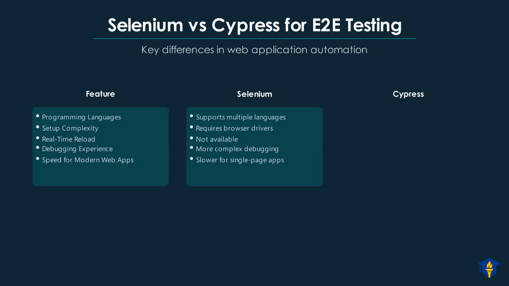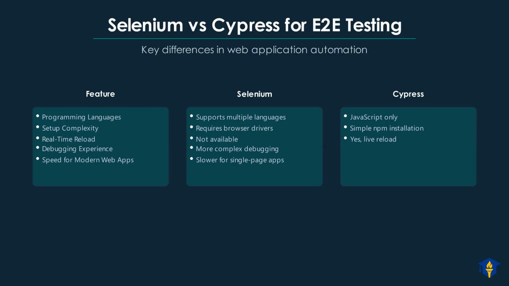Let us now turn our attention to Cypress and see how it compares to Selenium in these key feature areas. Cypress is primarily focused on the JavaScript ecosystem, meaning tests are written exclusively using JavaScript. Installation of Cypress is straightforward, typically involving a simple npm command, making setup quick and easy.